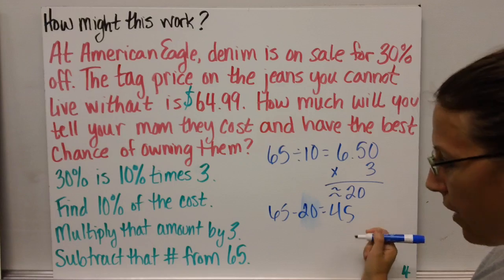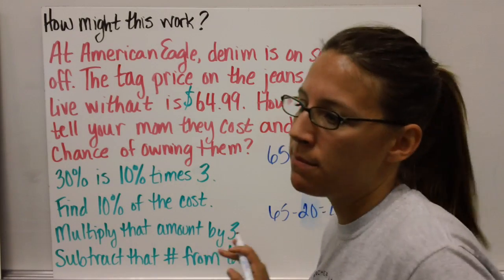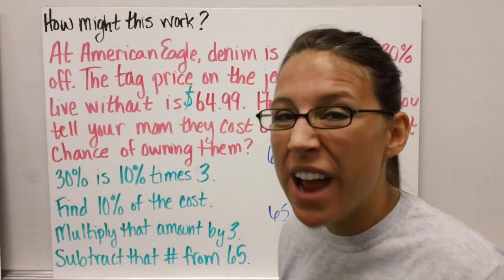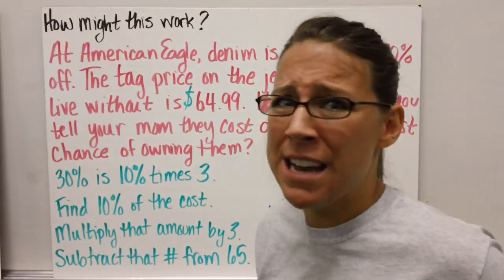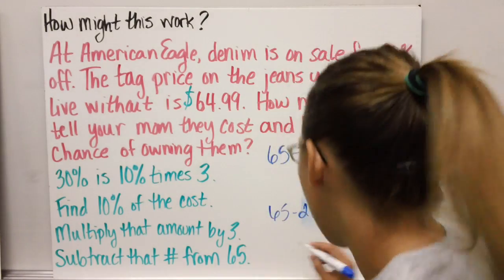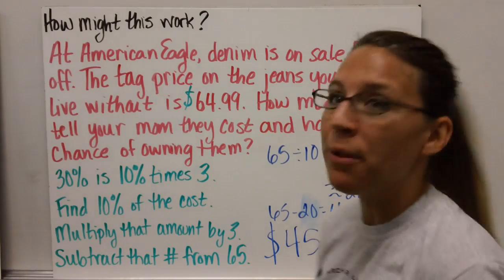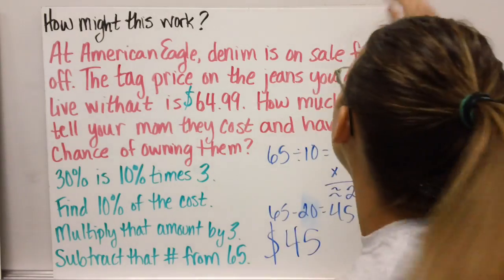Now you can say, hey mom, these jeans, they were $65 and I have to have them, but they're actually $45 on sale. They might not be on sale tomorrow, right? So $45 on sale. And I applaud you for using your mathematics skills in American Eagle.